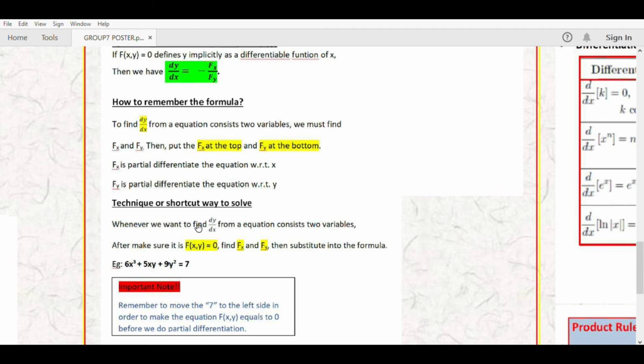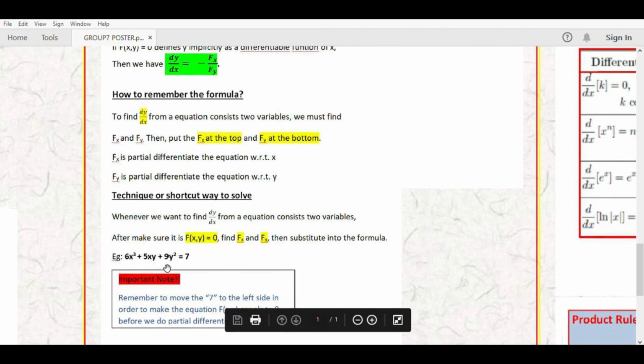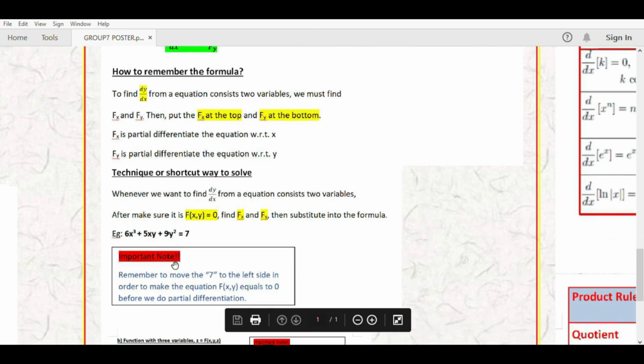Whenever we want to find dy/dx from an equation consists of two variables, we always let f(x, y) equal to 0. Then we find fx and fy. After that, we substitute fx and fy into the formula. For example, 6x^3 plus 5xy plus 9y^2 equals 7. So the important note to solve this type of problem is we must remember to move the 7 to the left side in order to make the equation f(x, y) equal to 0 before we do partial differentiation.